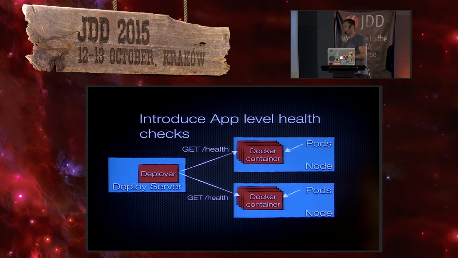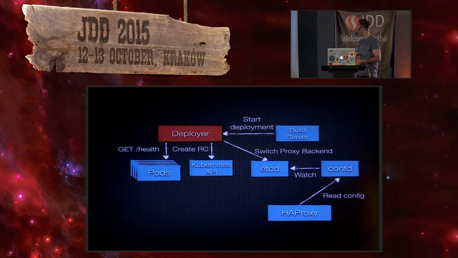And then we need some kind of component. Again, I put a deployer component there. That's how we name it ourselves. That actually checks these health endpoints. So looking at the bigger picture, our build server will now not directly talk to the Kubernetes API. Because, if you start talking to the Kubernetes API, that means that the build server would also have to do the health checking, and that might become more problematic.